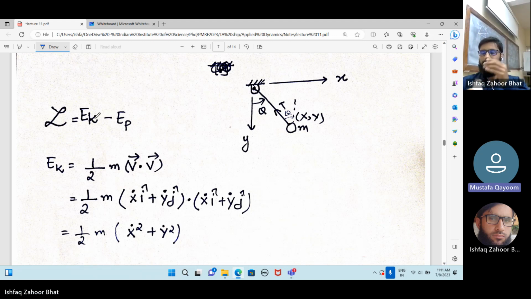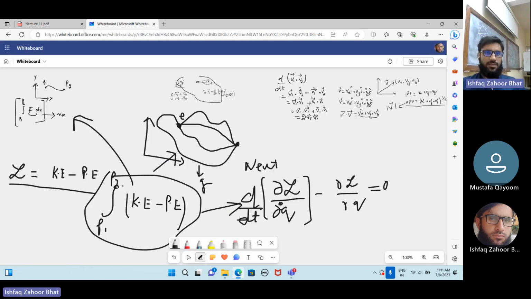Sir, is the Lagrangian for this mass this? You said it is an integral, so why are you writing E kinetic minus E potential? No, see, the Lagrangian is just this kinetic energy minus potential energy.